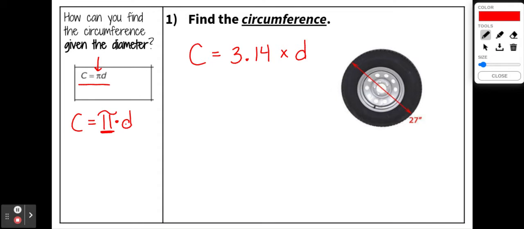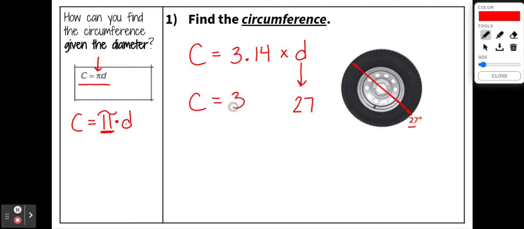Okay, so what do we know? What information are we given? Well, we're given the diameter, the distance all the way across the car tire. That's diameter, and that's 27 inches. So I'm going to replace the D right here in the formula with 27 inches. 27.